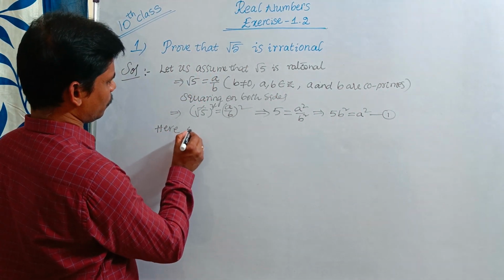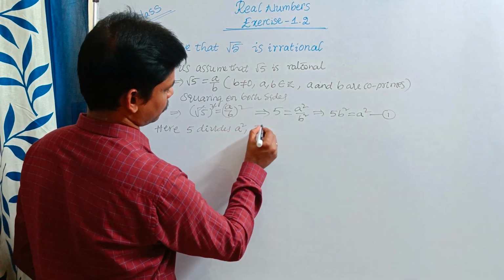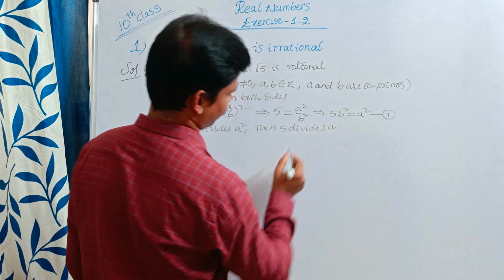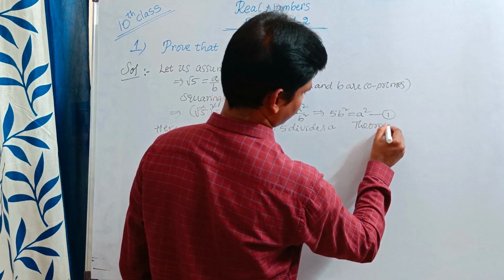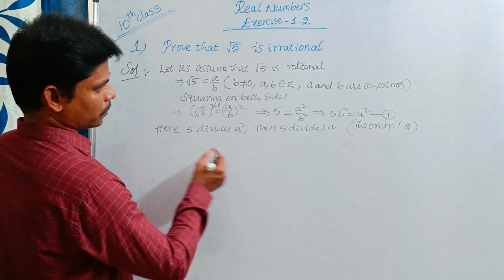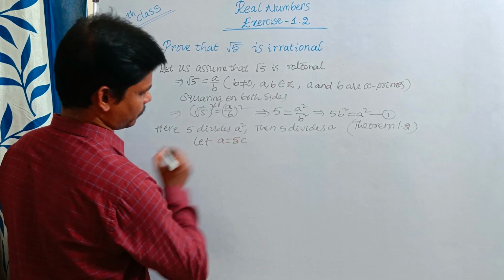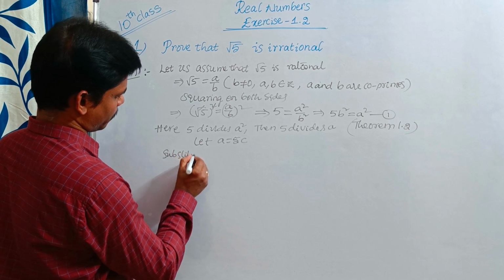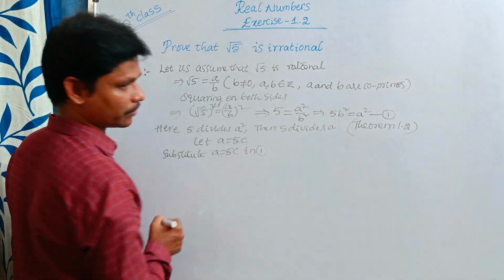Here, 5 divides a square, then 5 divides a. How is it said? From Theorem 1.2. Next, let a be equal to 5c. Substitute a equal to 5c in equation 1.